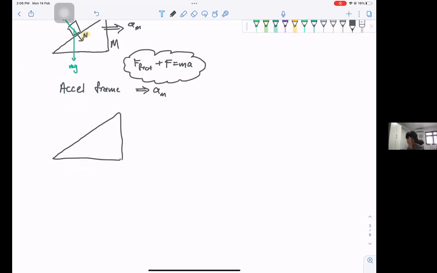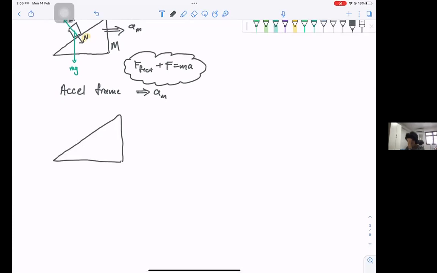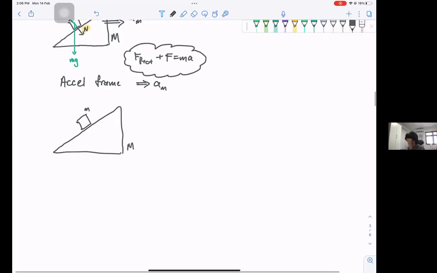We covered this fictitious force in another video, in the previous video. So with that, once again, we have the mass m over here and the big wedge M. And now we can solely consider forces on the block. So what are the forces on the block?